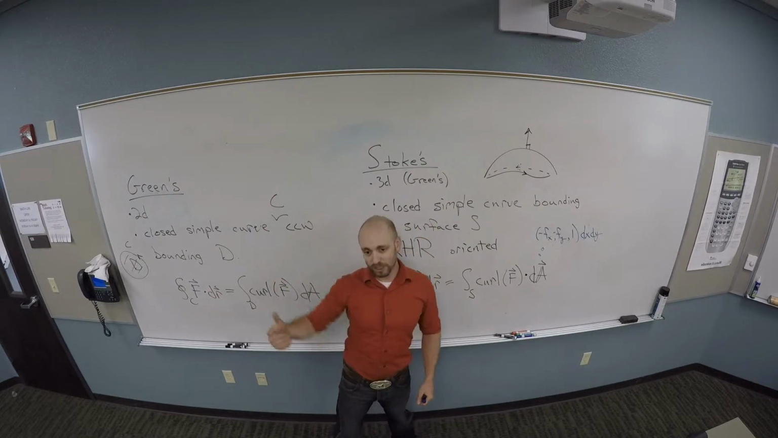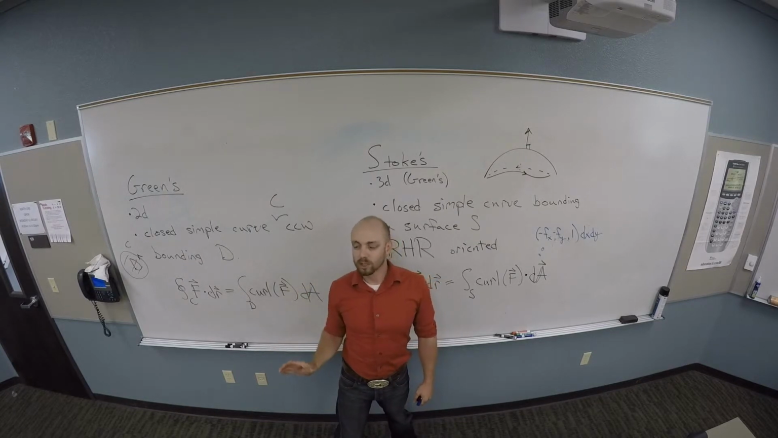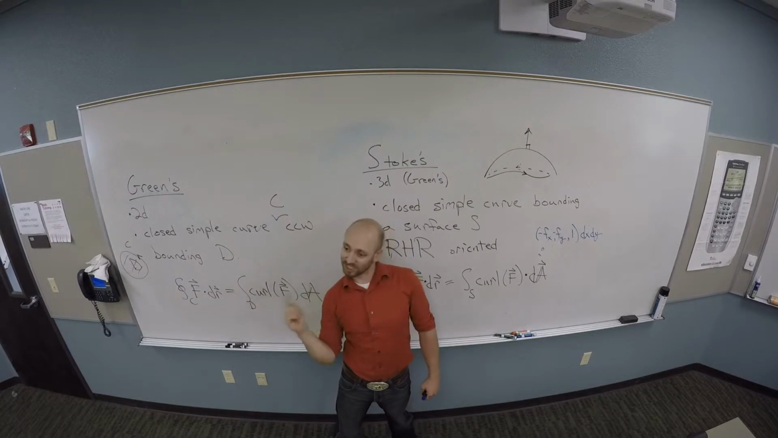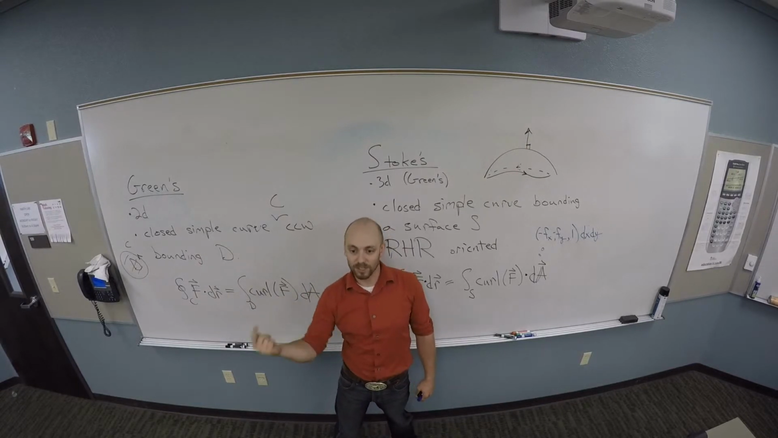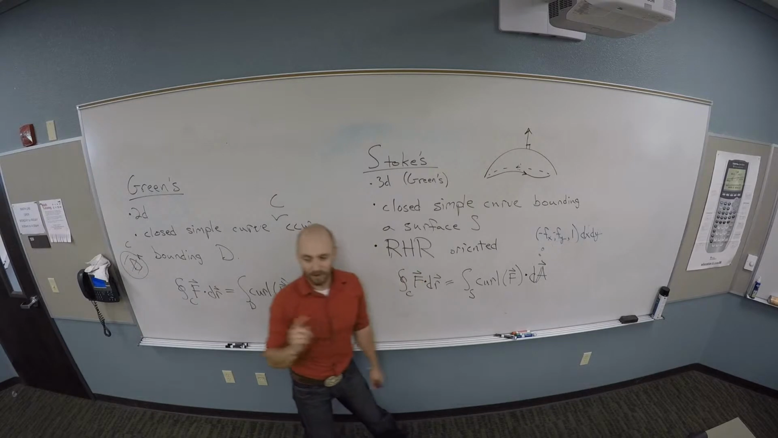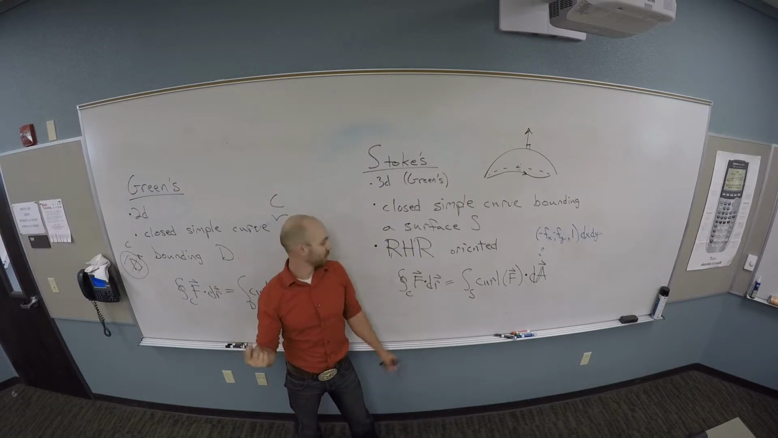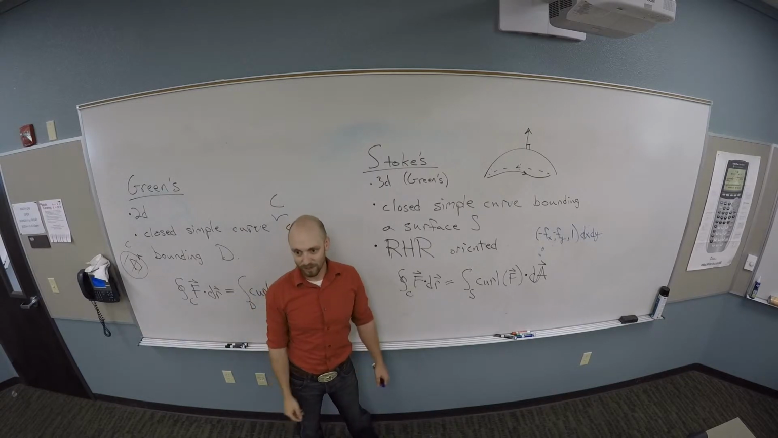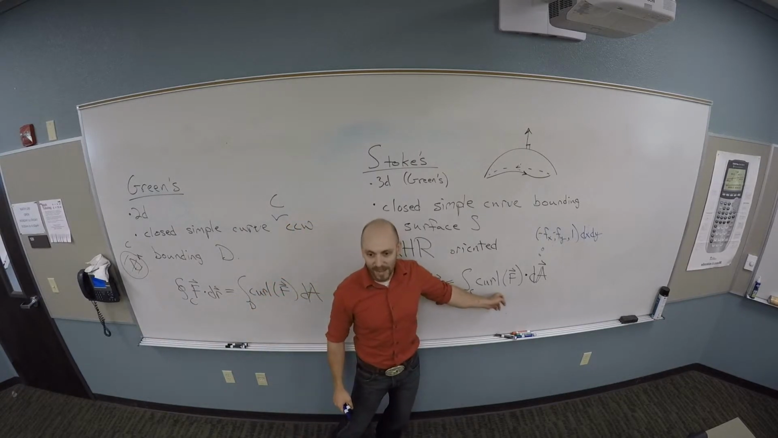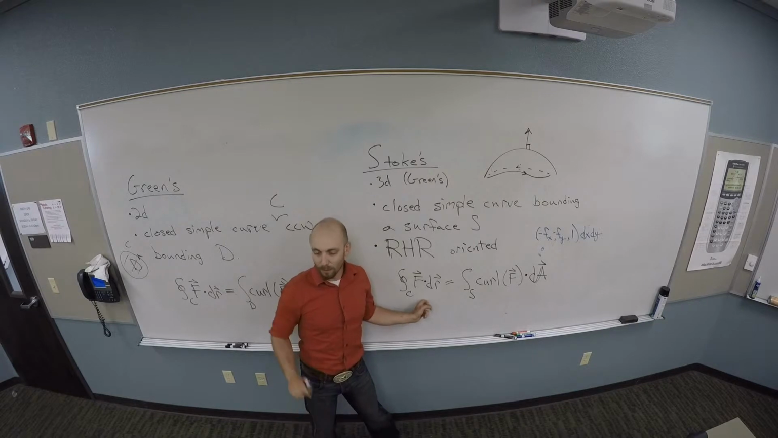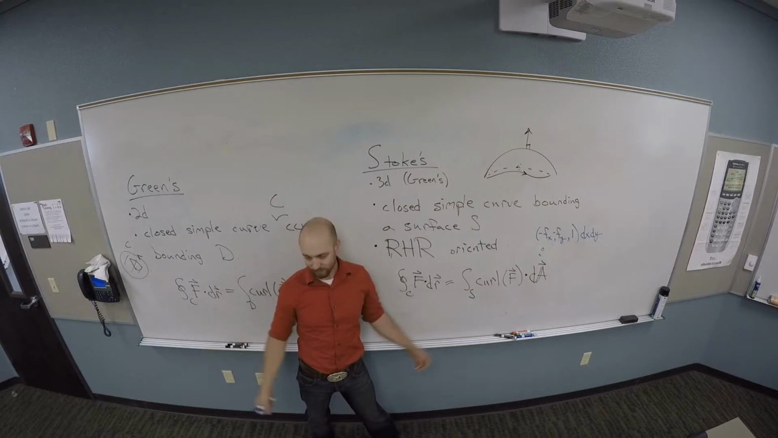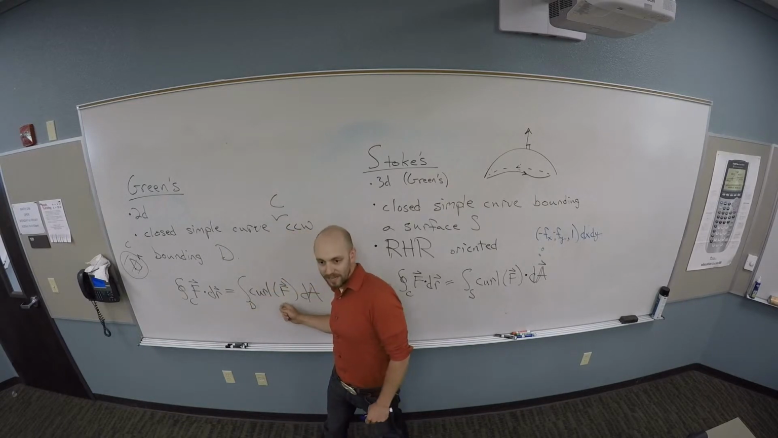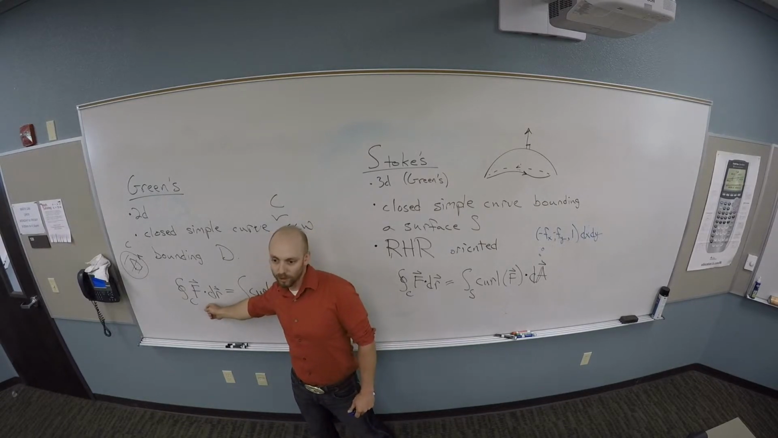Remember the curl function is that little paddle wheel thing? So if it's pointed along the direction of the surface, that means there's some circulation in the surface happening, some little spinning in the surface. That means there's going to be circulation around the outside edge. I'm adding up all the tendency to eddy, and I'm getting the motion around the outside edge. Same thing here: I add up the tendency to eddy, and I get the motion around the outside edge.